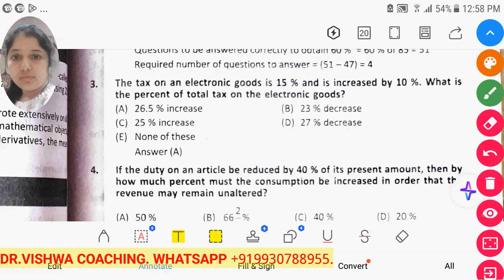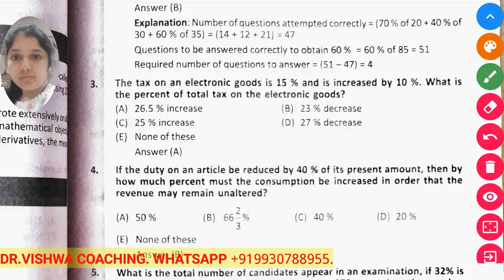Now see, the tax on electronic goods is 15% and it is increased by 10%. What is the percent of total tax on electronic goods? Now this question is something of a tricky question. Here tax on electronic goods is 15%. So see, suppose 100 rupees is the cost of the electronic good and 15% is the tax. So the total price is 115 rupees.